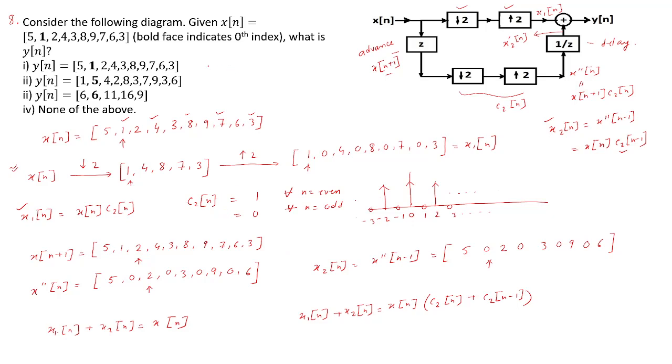Similarly, if we do a little bit of mathematical calculation, we'll see this will come out to be 1 for n equal to odd and 0 for n equal to even. So this is c2 of n. You shift c2 of n minus 1, delay it by 1 unit, you will get the following plot. It takes 0 value at even index and value 1 at odd index.